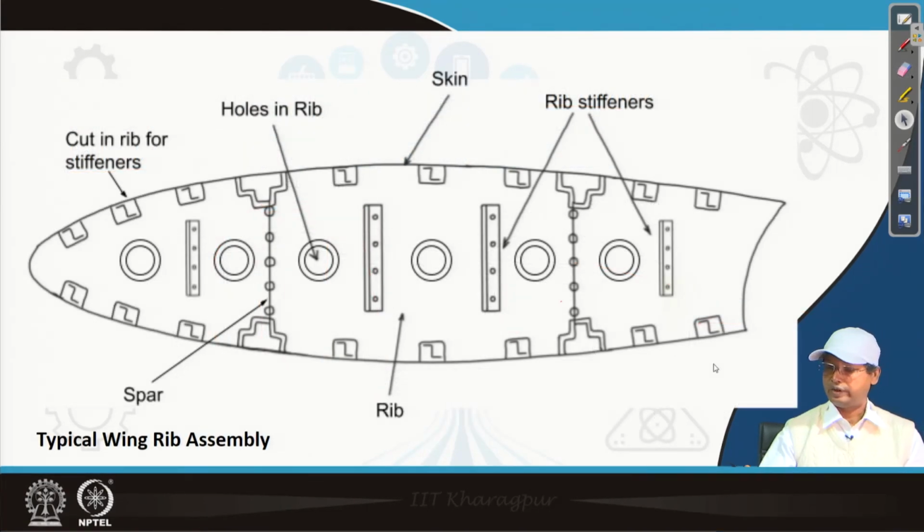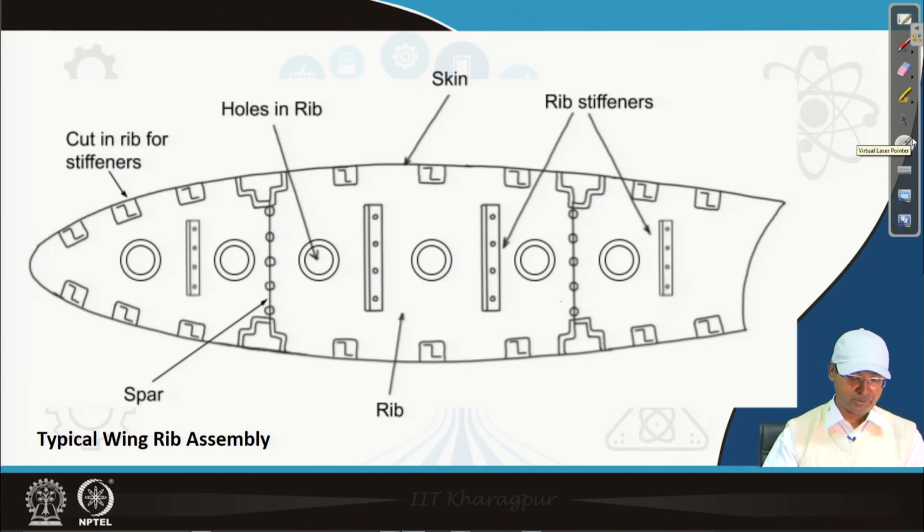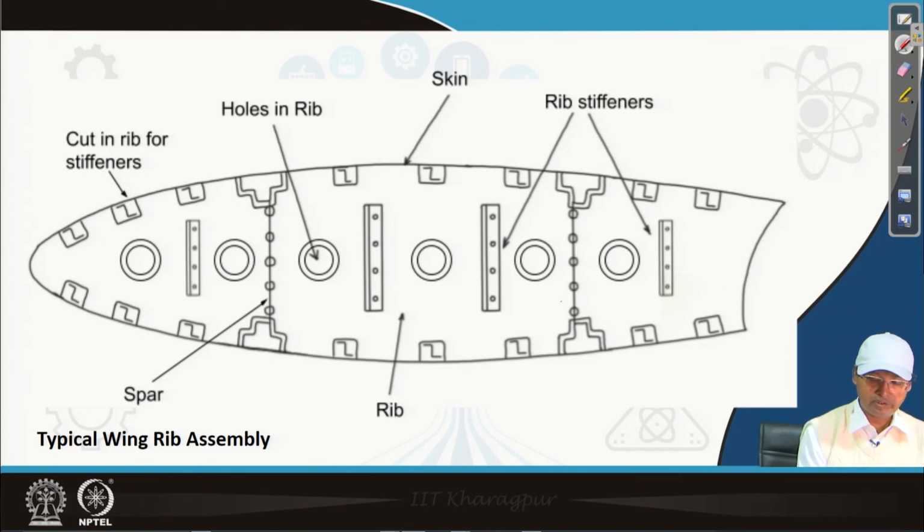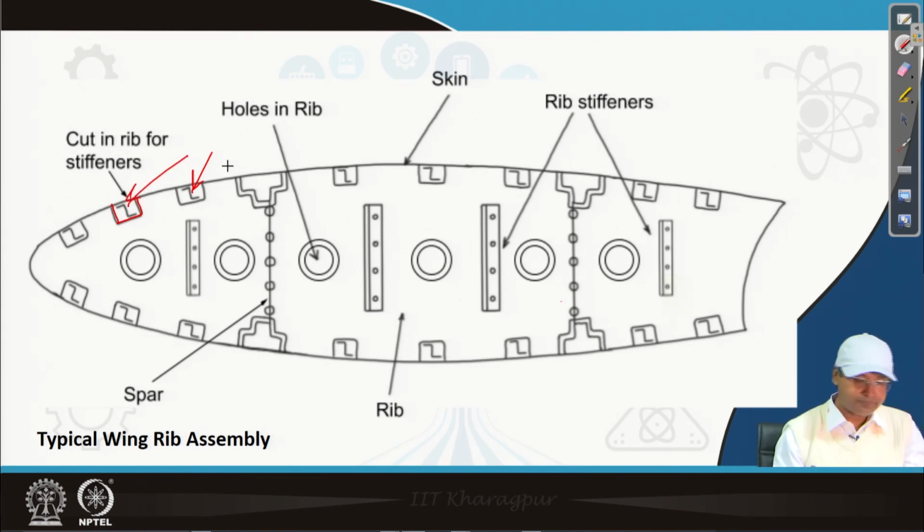This is a further detail of the rib section. This really consists of many parts. This is the spar we have seen in the last slide, and this is the portion created for passing the spar flange. This cutout in the rib is actually a cutout through which the stiffener passes for the skin. All these Z sections here are stiffeners.